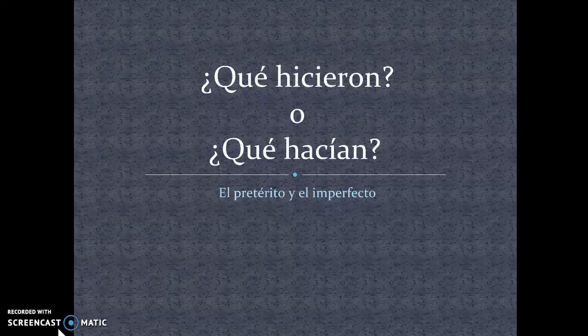Hola! We've spent the last couple of weeks working on using el pretérito and el imperfecto, which are the two main past tenses in Español that we use to talk about what people did or what they used to do. We're going to be reviewing today when we use el pretérito and when we use el imperfecto.